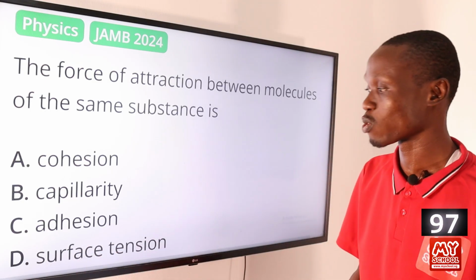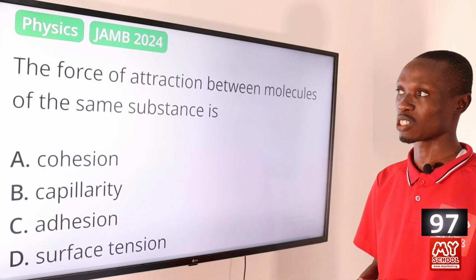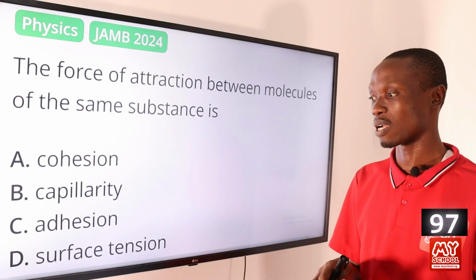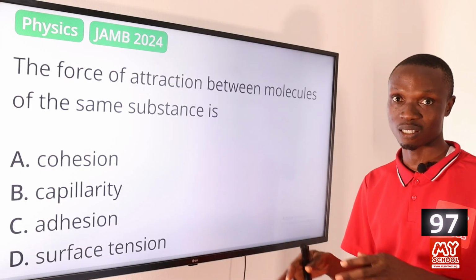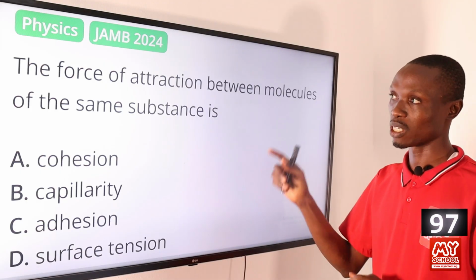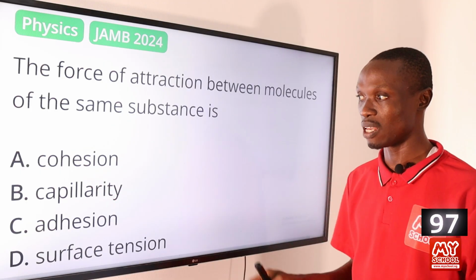While D, we have surface tension. Surface tension is the cohesive force on the surface of a liquid that causes the liquid to act as if it is a stretched elastic membrane. But the answer to this question remains option A, cohesion.